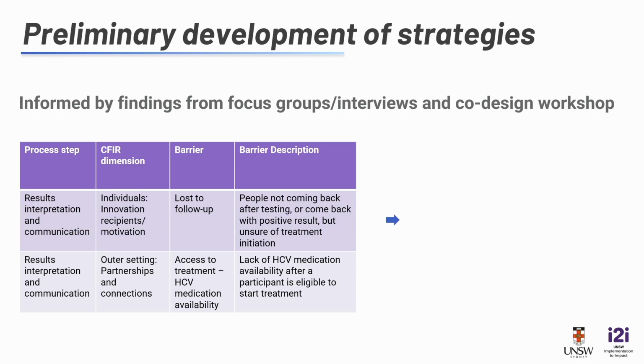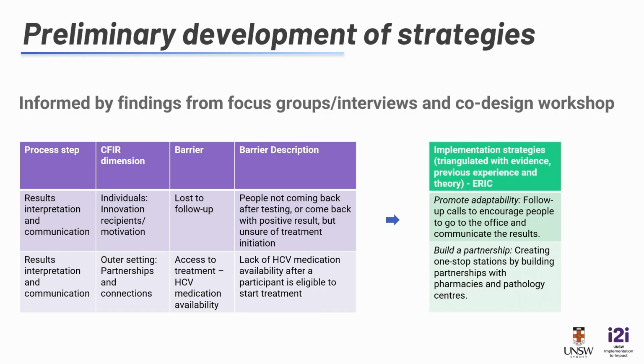So just as an example, in terms of preliminary development of strategies, which have been informed by findings from our focus groups and interviews and co-design workshops, if we look at results interpretation and communication on that top row there, the CIFA dimension, we've got that coded, and the barrier was lost to follow-up. The description was people aren't coming back after testing, or come back with a positive test result but are unsure of treatment initiation. And then underneath, we've got the outer setting, partnerships and connections, access to treatment, and HCV medication availability, and that lack of HCV medication after a participant is eligible to start treatment.